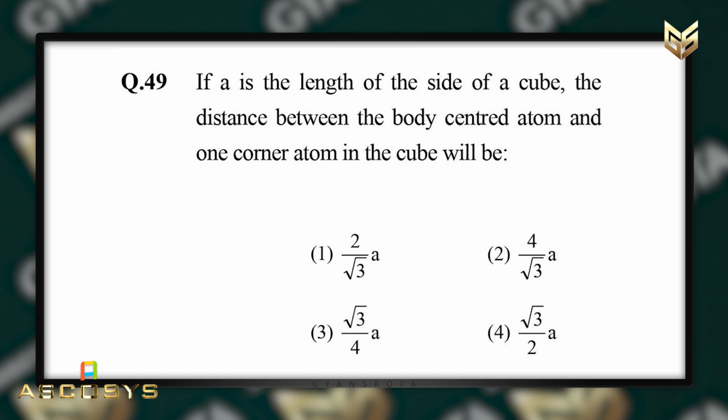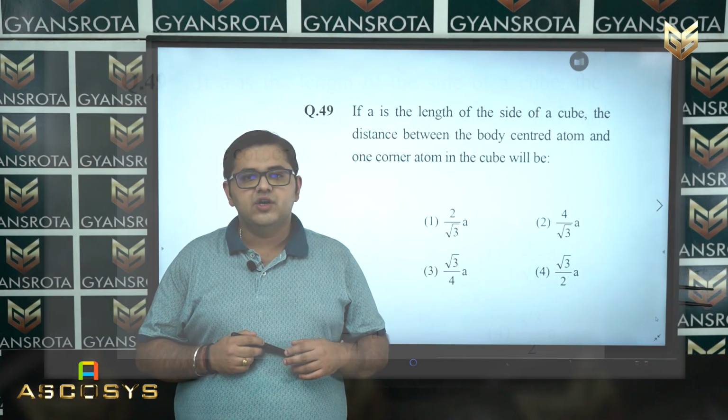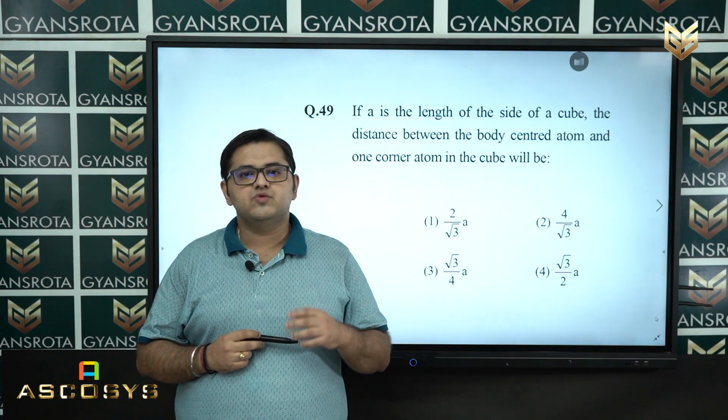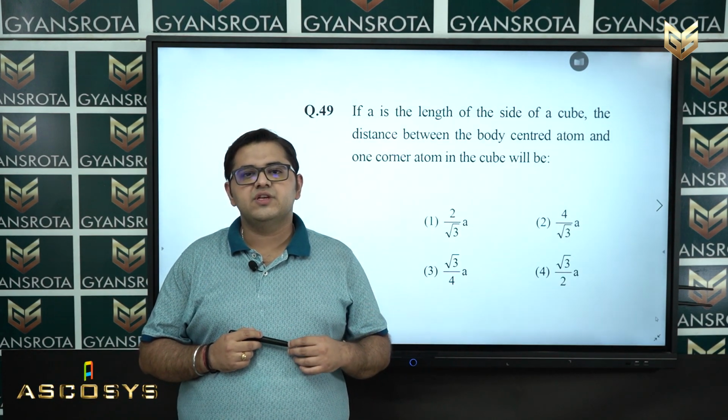If A is the length of a side of a cube, the distance between the body centered atom and one corner atom in the cube will be. So, this question comes from the solid state part of your class 12 NCERT. So, now we are moving to the solution part.